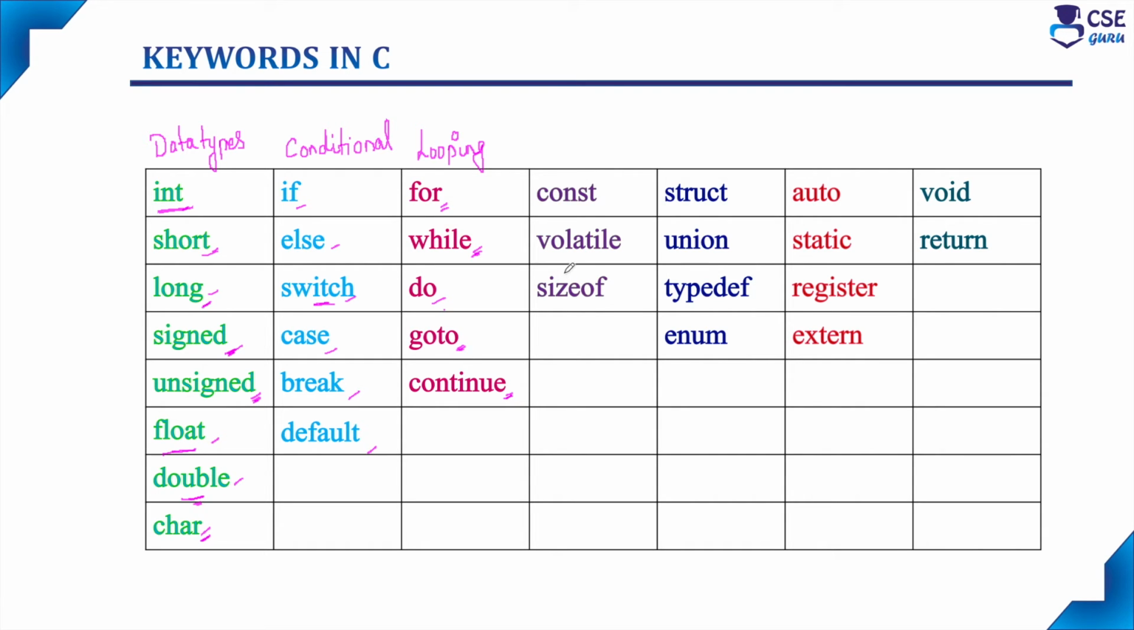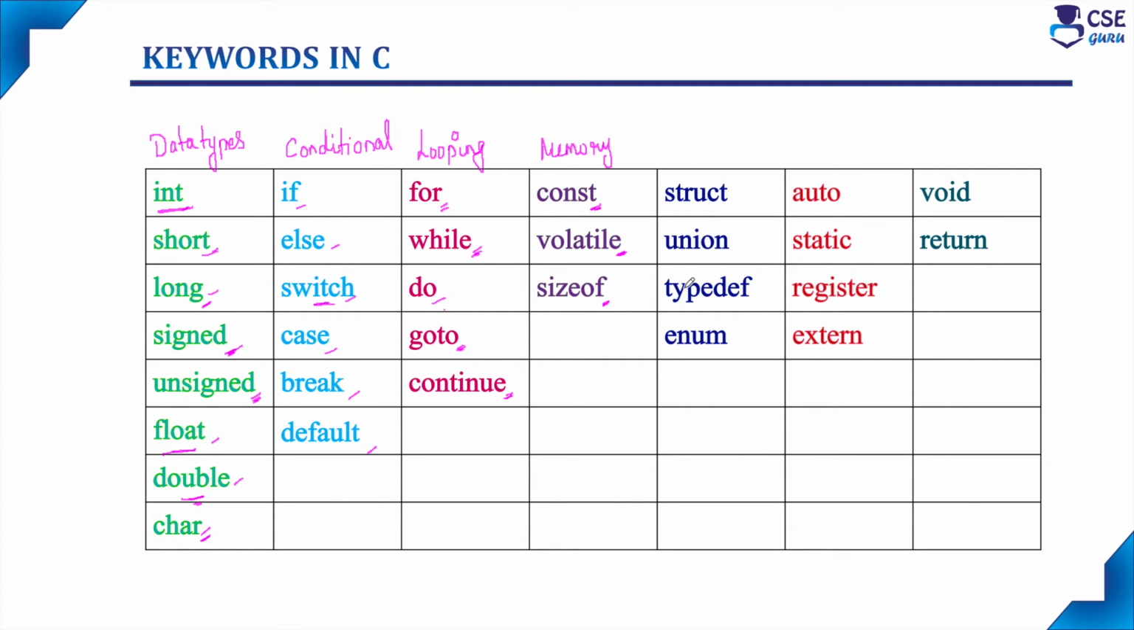And the next three keywords is related to memory. Const is used to declare the constants. So the value once declared with constant means the value cannot be changed. Next is volatile. And volatile is a qualifier applied to the variables during declaration. So the variable value may change at any time. And sizeof is used to calculate the size of the data type and it is a built-in function.